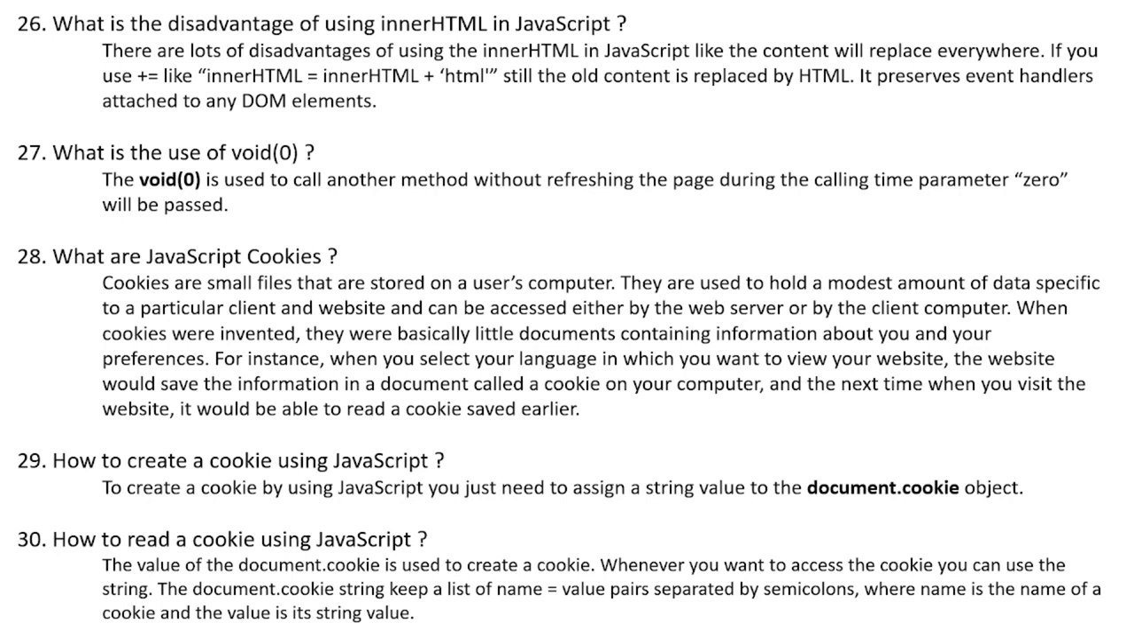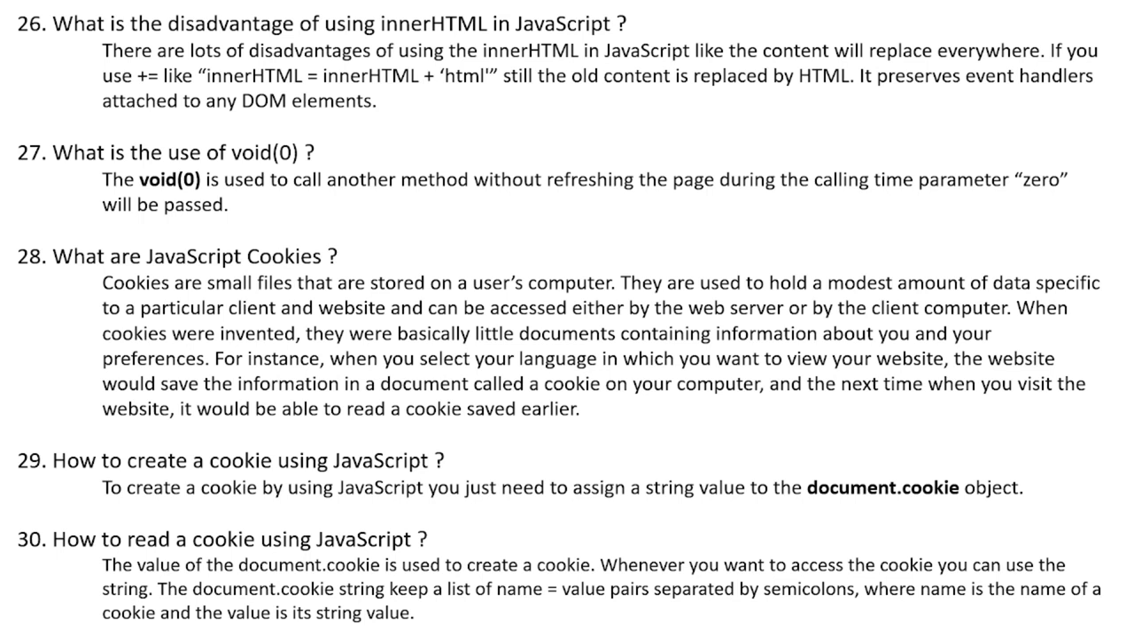Answer. Cookies are small files that are stored on a user's computer. They are used to hold a modest amount of data specific to a particular client and website and can be accessed either by the web server or by the client computer. When cookies were invented, they were basically little documents containing information about you and your preferences. For instance, when you select the language in which you want to view a website, the website would save the information in a document called a cookie on your computer, and the next time you visit the website, it would be able to read the cookie saved earlier.